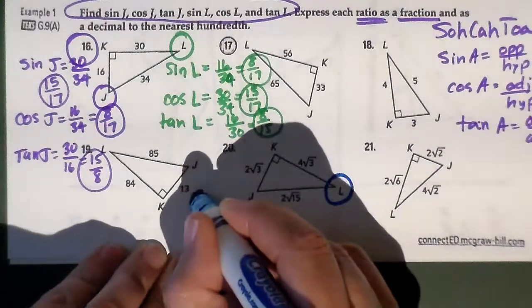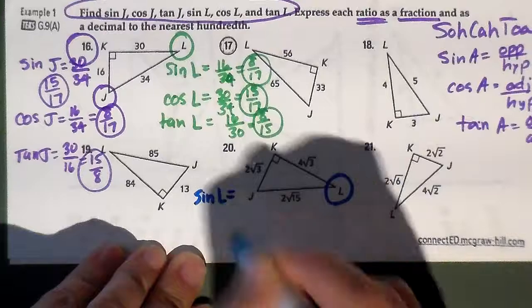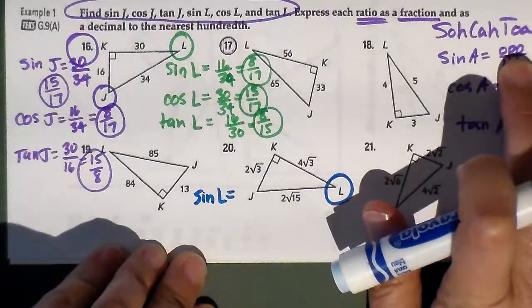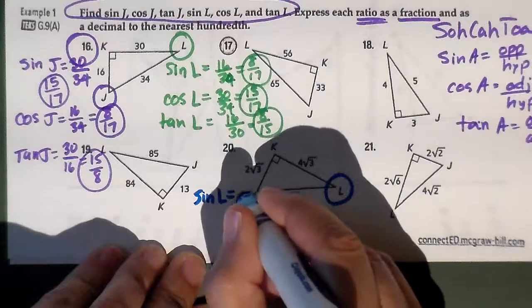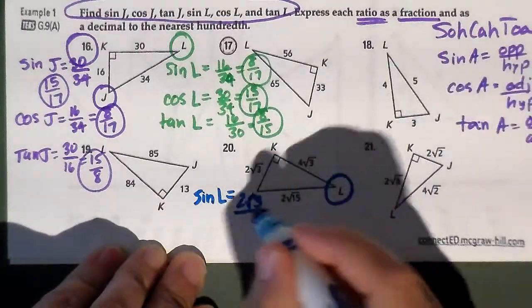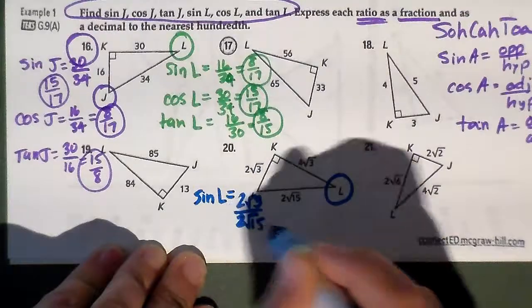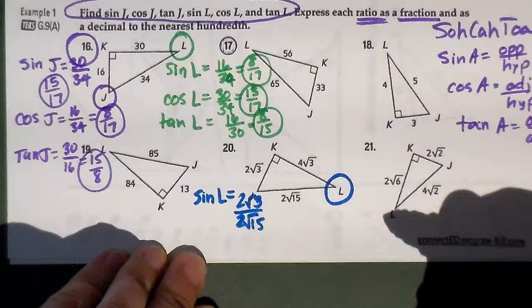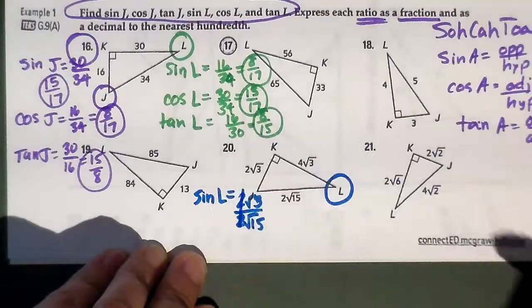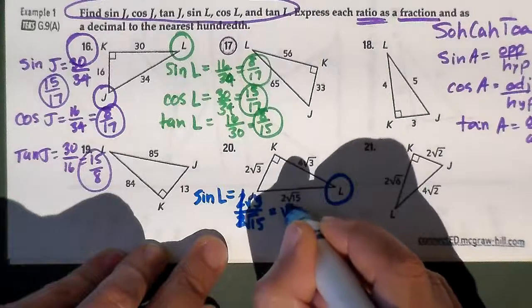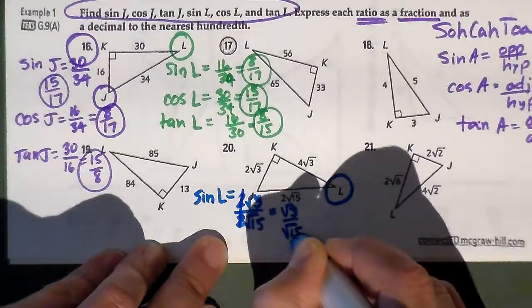So let's do the sine of L. Okay, let's look at L. Sine is opposite side, which is 2 square roots of 3, over the hypotenuse, which is 2 square roots of 15. Okay, so this is one where we actually have to rationalize the denominator. Well, first of all, what do the 2's do? They go away, right? They reduce. So I'm just left with square root of 3 over square root of 15.